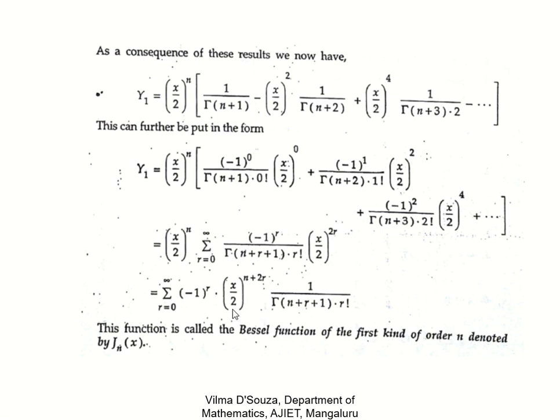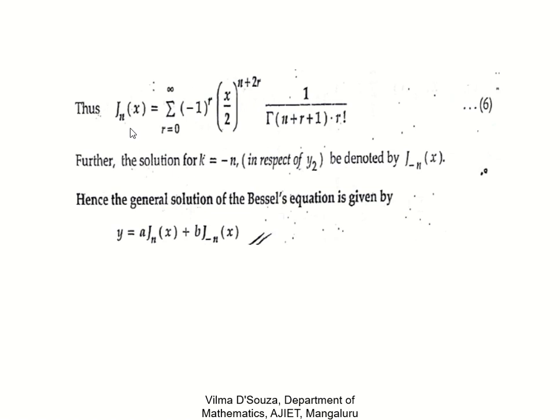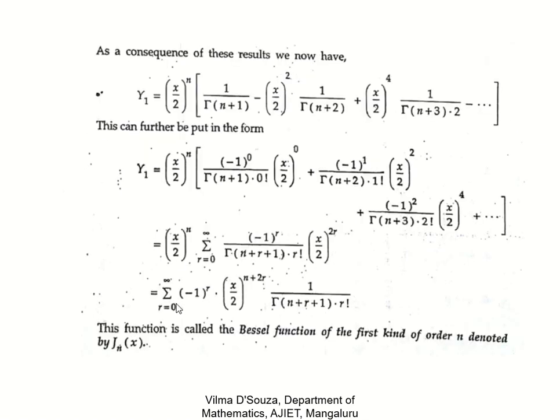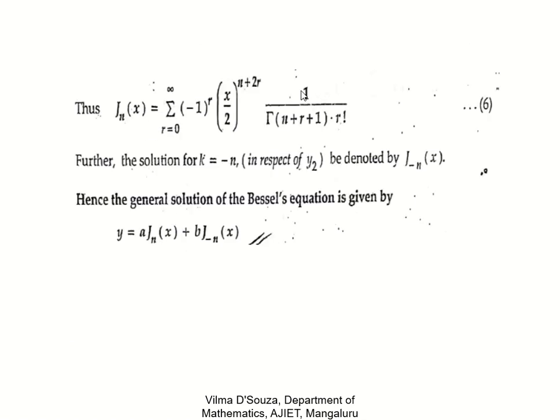Okay, before that, after finding this Bessel's function of first kind, you have found y1. You have found y1 here. So after finding y1, this is denoted as Jn of x. Whatever the function you have found is denoted by Jn of x. And also you have one more solution for k is equal to minus n, that is in respect of y2, that is denoted by J minus n of x.